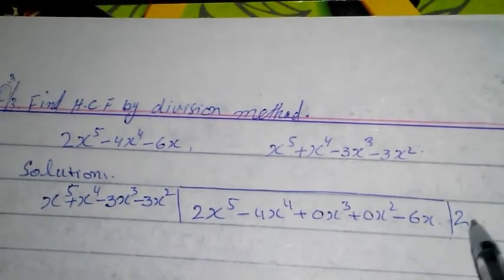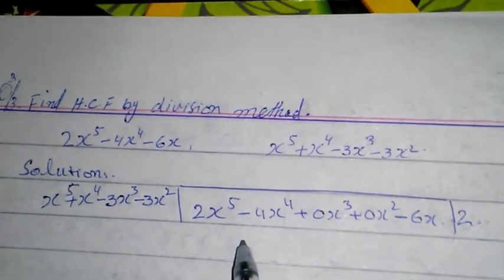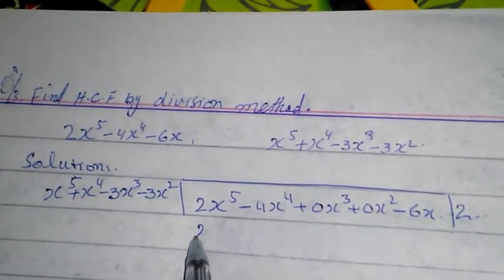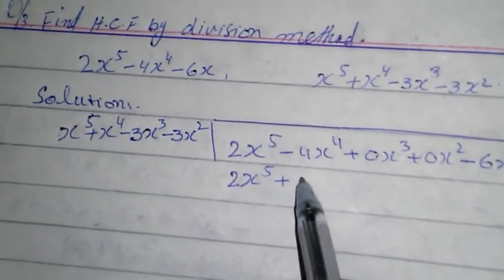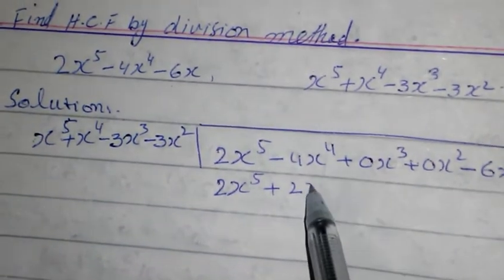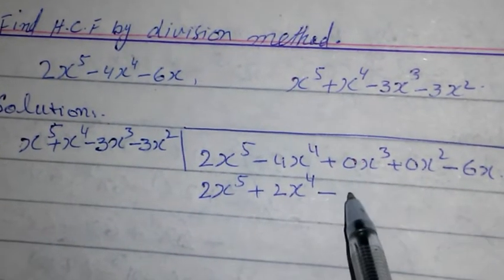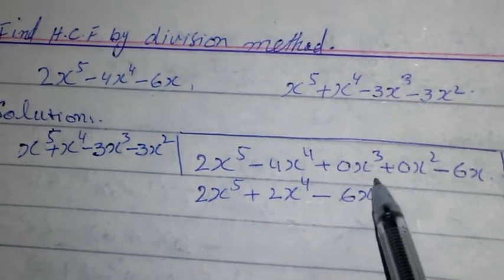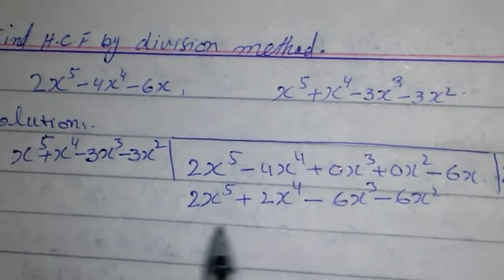We need 2 here. Multiply 2 with this expression and write it over here. It comes 2x to the power 5 plus 2x to the power 4 minus 6x cube minus 6x square.